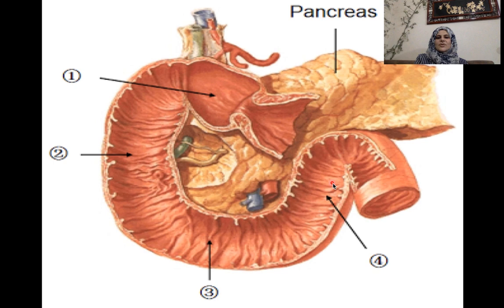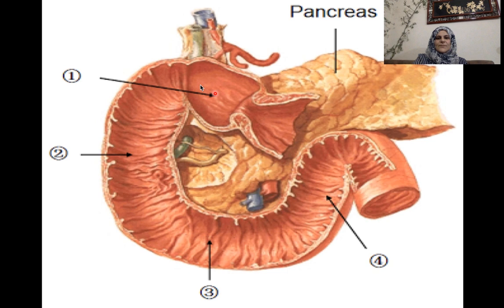Now, through this picture, we can see the interior of the duodenum. As we can see here, this is the first part, this is the second part, this is the third part, and this is the fourth part of the duodenum. Let's focus on the first part of the duodenum. We said it is 5 centimeters in length, because we said 2 inches, and an inch is 2.5 centimeters, so that means 5 centimeters.